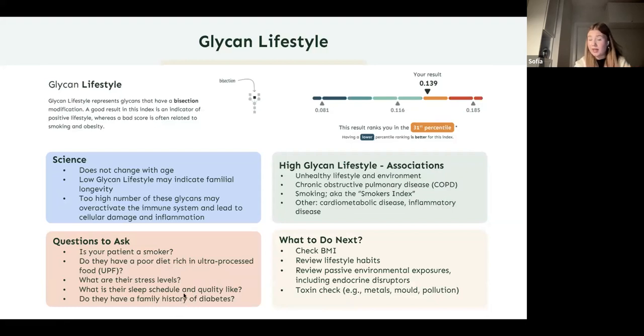After that, our next steps would be to check their BMI, to review their lifestyle habits, and to review passive environmental exposures, including some endocrine disruptors. This is very important because if there is nothing obvious in the lifestyle habits of your patients, but their result is still very, very high, it would be a good idea to see if there are any endocrine disruptors around them, and most likely there are, because this is just something that we cannot escape nowadays. And also, we would recommend doing toxin checks, for example, to look at metals, mold, and pollution.